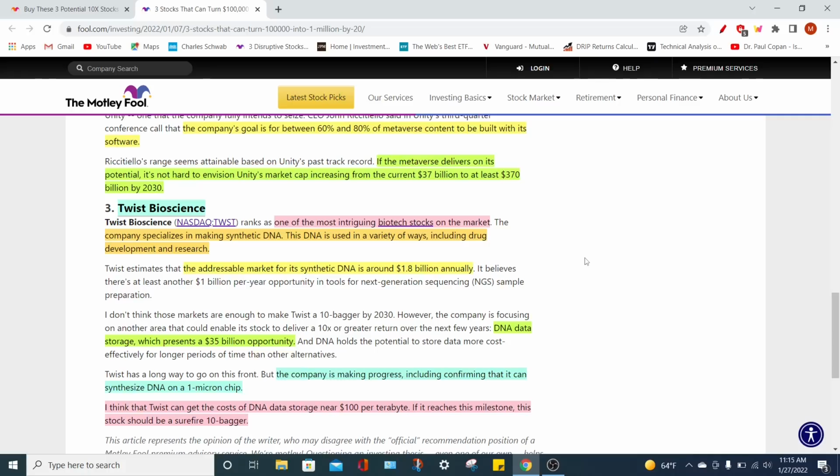Now, this company specializes in making synthetic DNA, and this synthetic DNA is used for the development of drugs and various other research. The overall addressable market for this company is not very big, at only around $1.8 billion annually. However, they also have another market segment, which is DNA storage, which represents around a $35 billion market opportunity, which is way larger than their synthetic DNA market. The company has already confirmed that it can store and synthesize DNA on a 1-micron chip. And if Twist Biosciences can continue innovating their technology, it wouldn't surprise me if the cost for DNA storage nears $100 per terabyte of data. And the company wants to reach this milestone, and if it does, the stock could 10x.